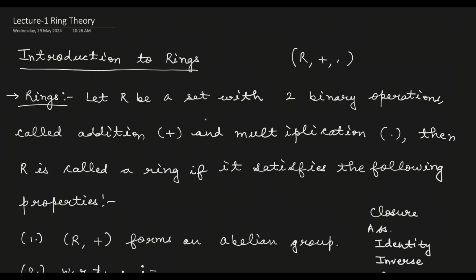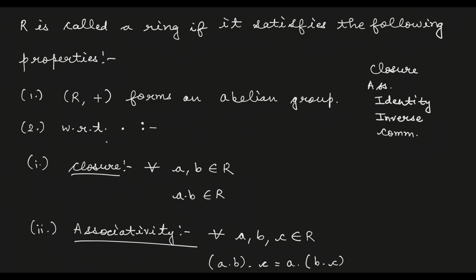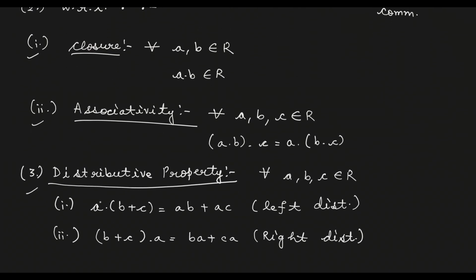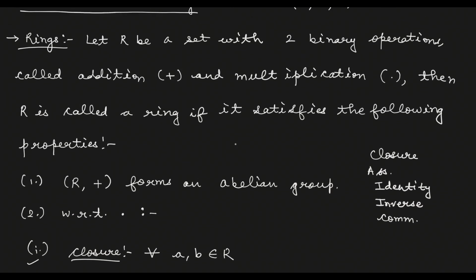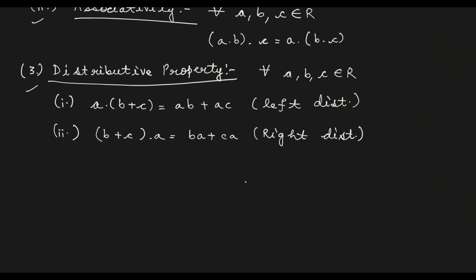So a set which has two binary operations, if with respect to plus it is an abelian group, with respect to multiplication it satisfies closure property, associative property and this distributive property, then we will say that R with respect to addition and multiplication is a ring.